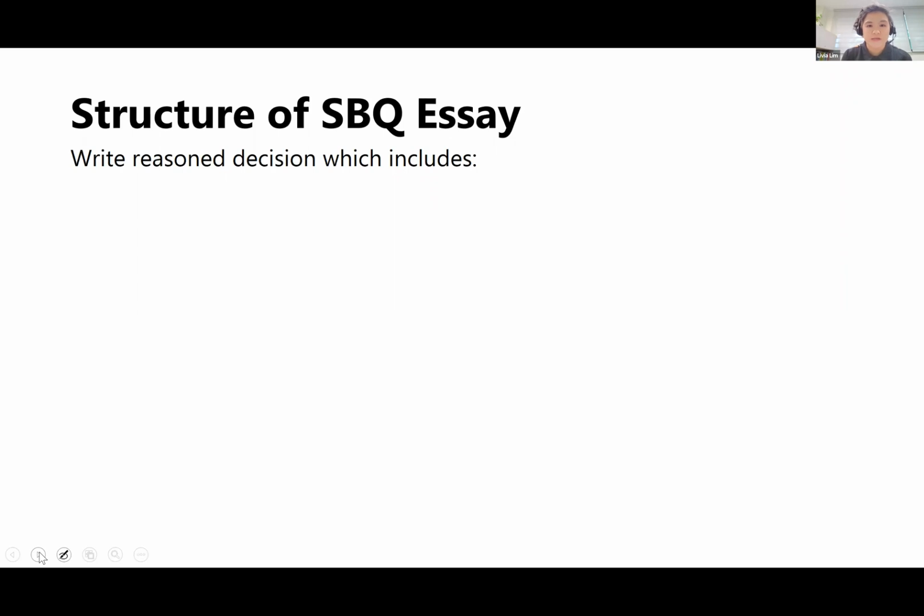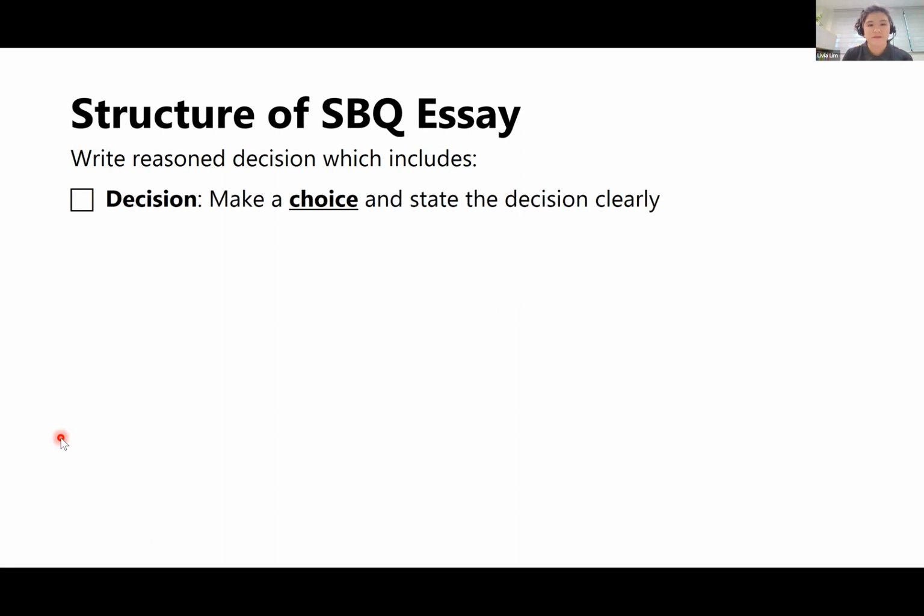Okay, so let's take a look at the structure of the SBQ essay. You are required to write a reason and a decision. Firstly, of course, you have to make a decision, right? You have to make a choice and state that decision very clearly. You cannot change your choice once you have made it at the beginning of the essay. You cannot choose product A and later, halfway through, say, oh, actually, I changed my mind, product B. Cannot. Make a decision at the beginning and stick to it.